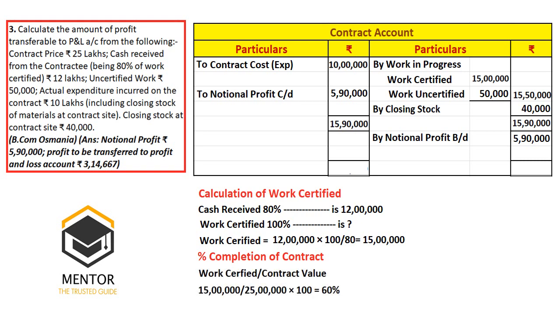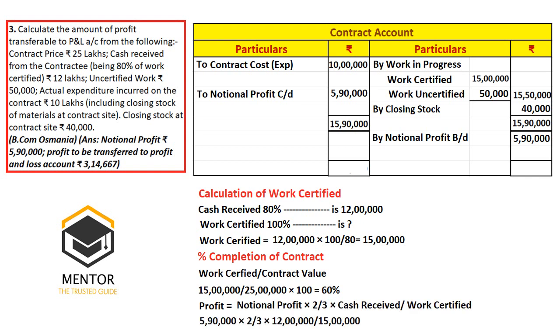Percentage completion of contract is equals to 60% is completed. Therefore, we will apply the formula profit, notional profit into 2 by 3 into CR by WC. Therefore, 5,90,000 into 2 by 3 into 12 lakhs divided by 15 lakhs is equals to 3,14,667. So to P&L account is 3,14,667. Then close this account. We will get the balancing figure 2,75,333. That will be transferred to work in progress.